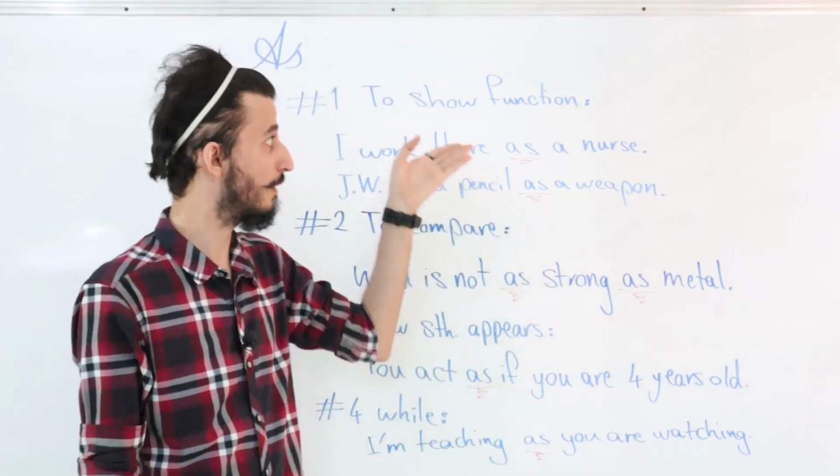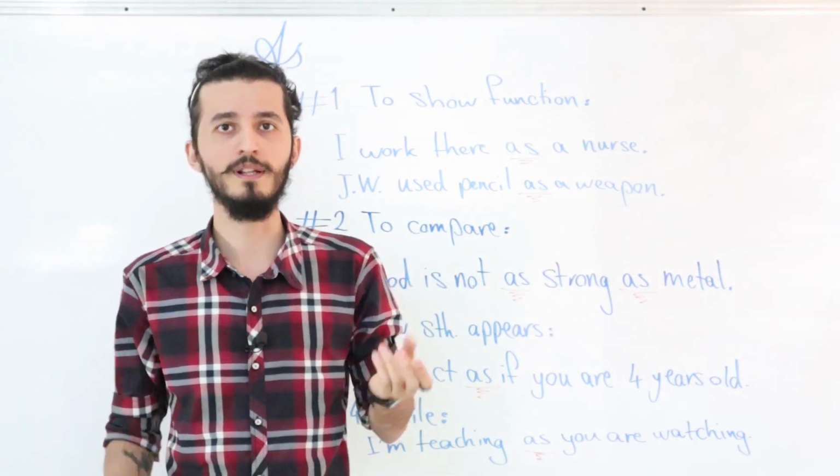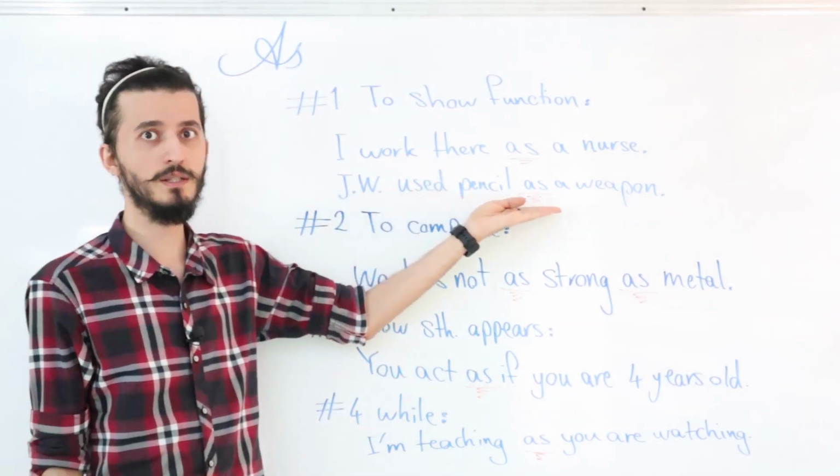Another way to use it when we want to show functions is about an uncommon function of something. For example, everybody uses a pencil to write something down, but John Wick used a pencil as a weapon.